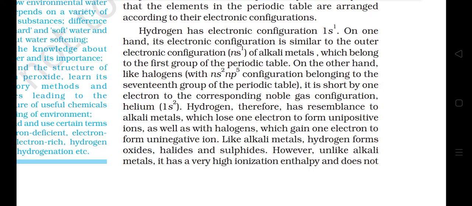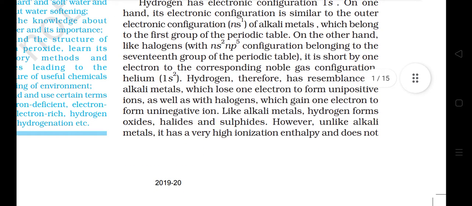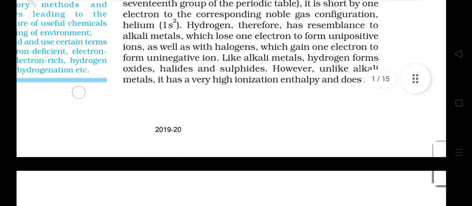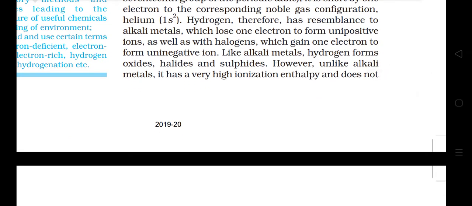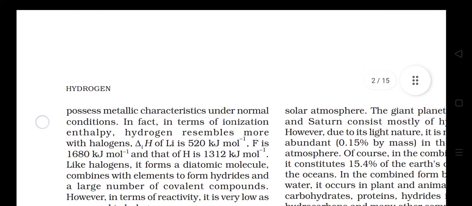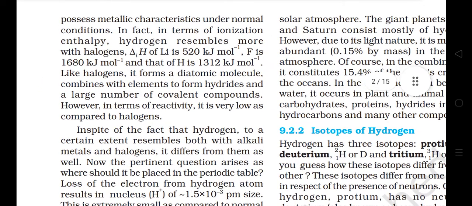On the other hand, like halogens with ns2 np5 configuration belonging to the 17th group of the periodic table, it is short by one electron to the corresponding noble gas configuration, helium. Hydrogen therefore has resemblance to alkali metals, which lose one electron to form unipositive ions, as well as with halogens, which gain one electron to form uninegative ion. Like alkali metals, hydrogen forms oxides, halides and sulfides. However, unlike alkali metals, it has a very high ionization enthalpy and does not possess metallic characteristics under normal conditions.